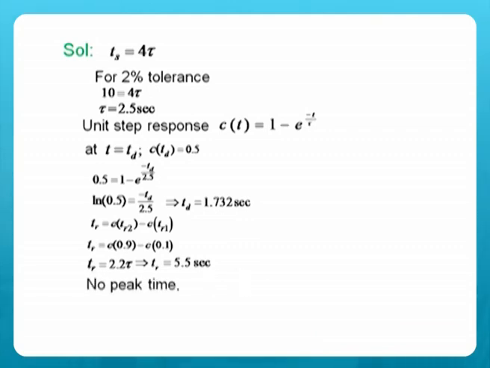No peak time exists because it is an overdamped system. Peak time exists only for an underdamped system, and there is no peak overshoot also because it is an overdamped system.